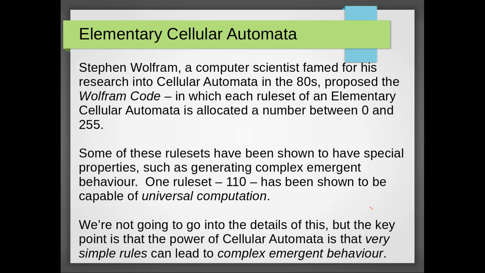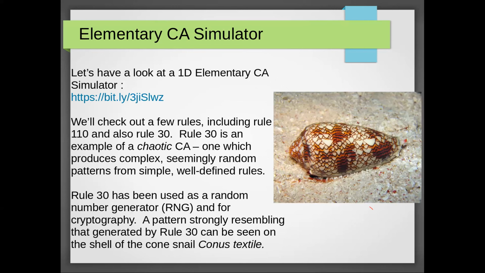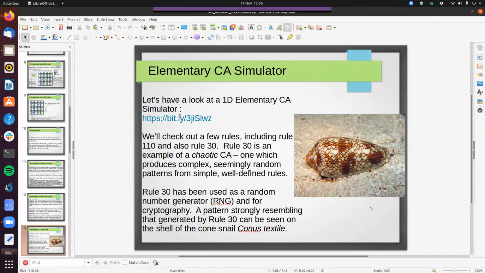complicated behavior that emerges. Okay, so let's have a look at a one-dimensional elementary cellular automaton simulator. And I've put all these links in your notes, so you can check these out yourself. And indeed, in the exercises, I'm going to get you to have a little look at some of this. I'm first of all going to just come out of that. Let's click on that link.